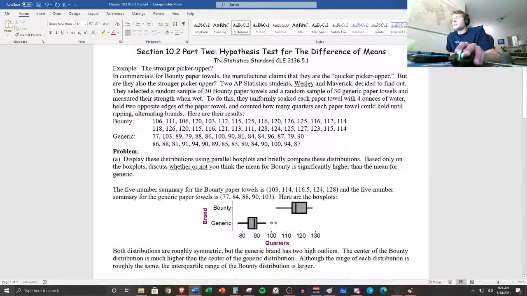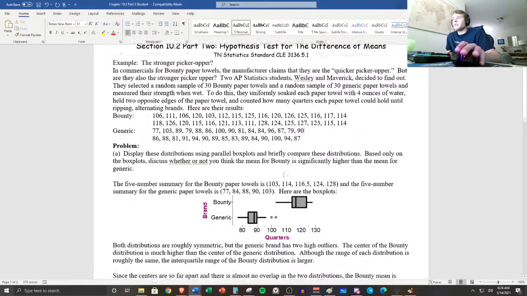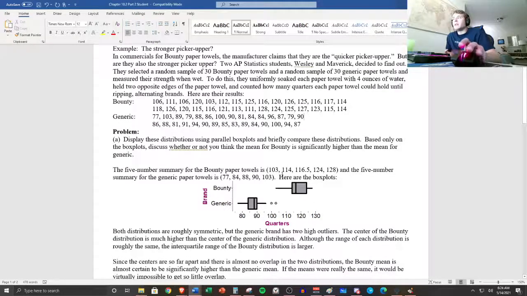Okay, so it says display these distributions using parallel box plots and briefly compare these distributions. Based only on the box plots, discuss whether or not you think the mean for the Bounty is significantly higher than the mean for generic. So what I want you to do, like they already do it for us, but obviously this problem would require you to create this, okay?